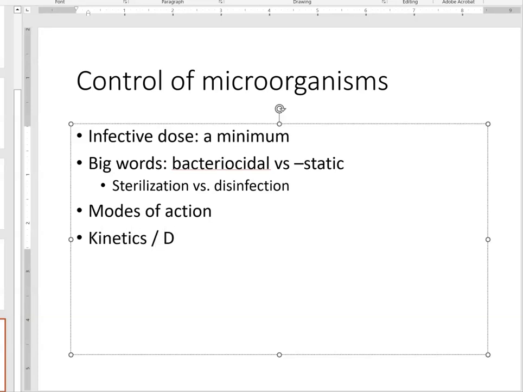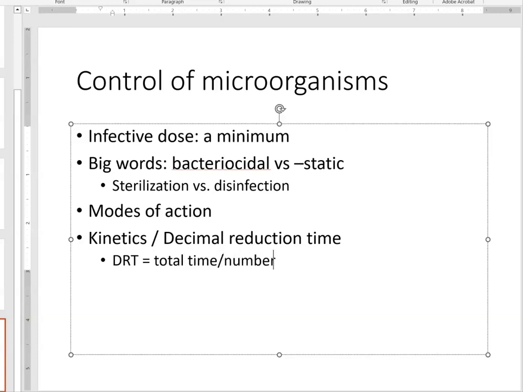Kinetics and decimal reduction time. That's another thing we looked at. Make sure you can calculate a decimal reduction time. And again, decimal reduction time equals the total time divided by the number of decimal reductions. That's all it is. You might see a definition involving logarithms, and if you boil that down, this is what it means in English. So be able to calculate that.